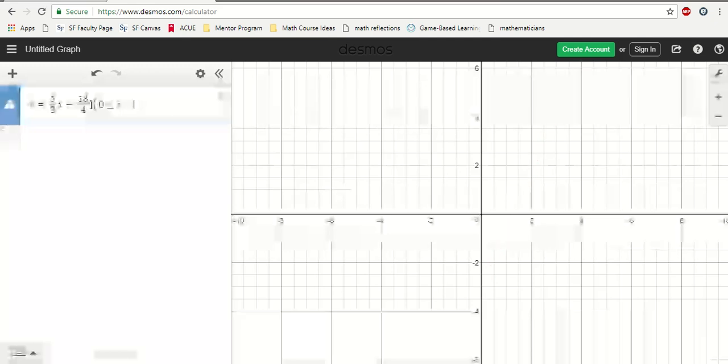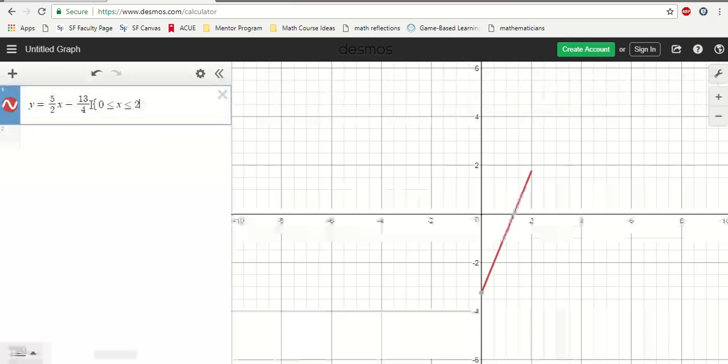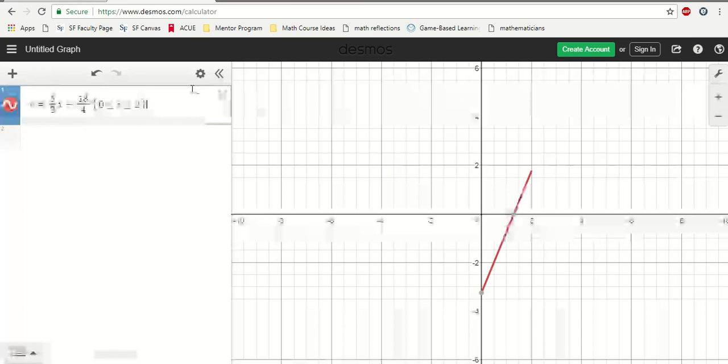X less than or equal to 2. And there I have my line cut up. I'm going to finish that with the brace. Now I have my domain restriction in Desmos.